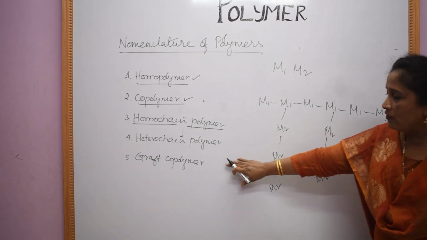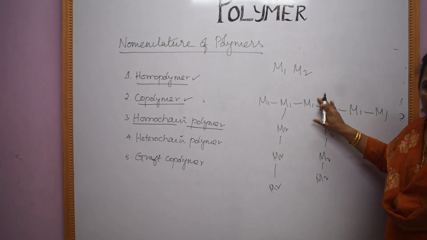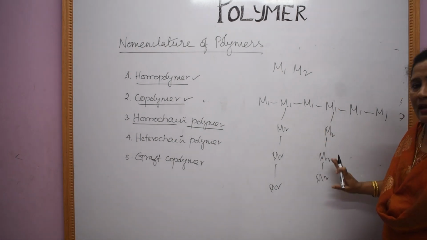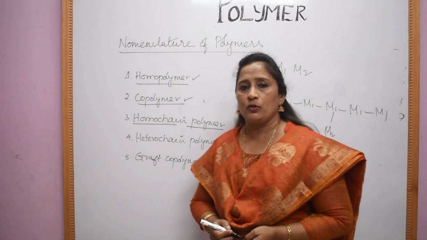right? So in the graft polymer, the main chain will consist of one type of monomeric unit and the branches will have a different type of monomeric unit. That is called the graft copolymer.